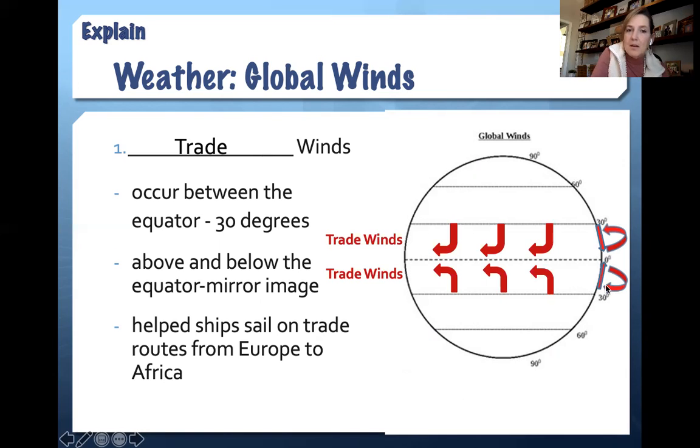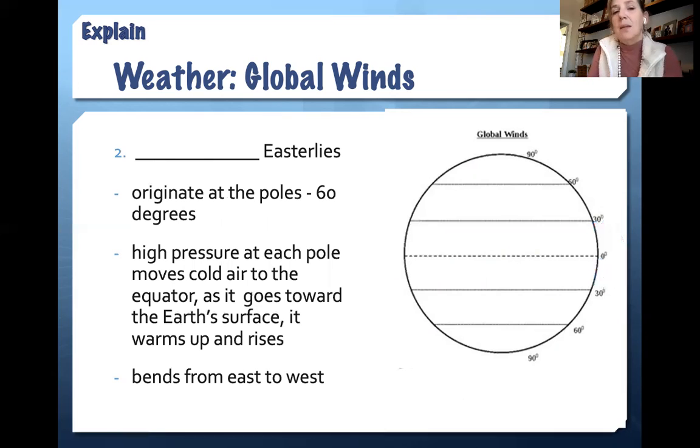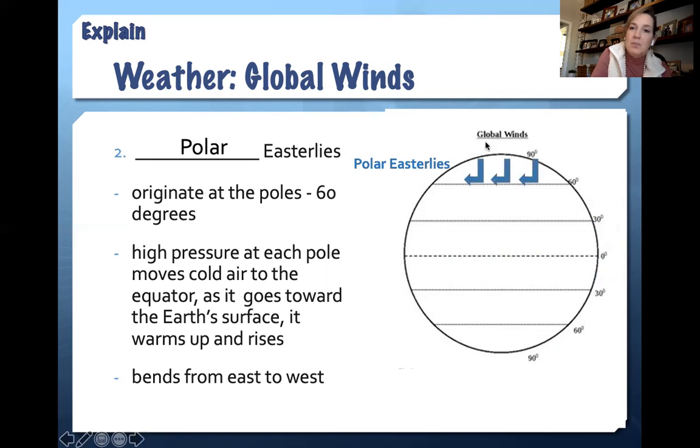The next type of wind that we're going to talk about are the polar easterlies. These originate at the poles. What happens is that, again, this wind is blowing down. And if we didn't have the Coriolis effect, it would just continue blowing straight. But because of the rotation of the Earth, it makes the winds curve or bend.